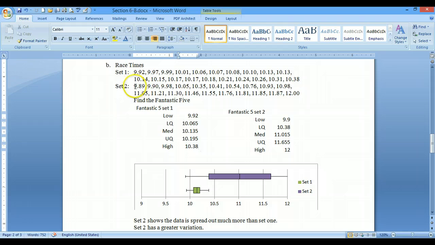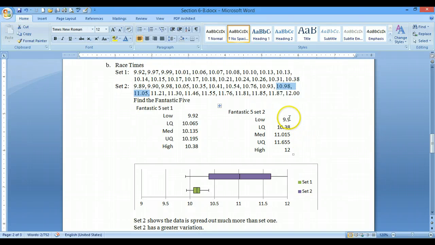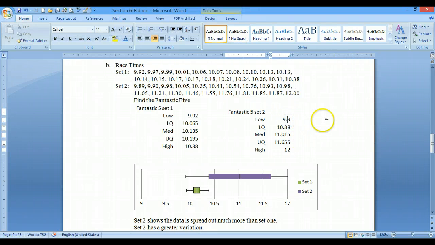Again, we'll go through the same process here, and because it has the same amount of data points, we can follow the same pattern of averaging these two to get 11.015. The low is 9.89, or this has been rounded to 9.9.